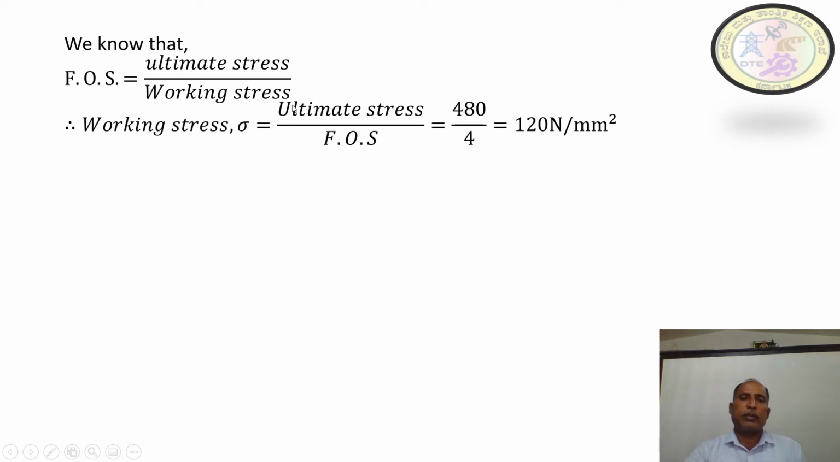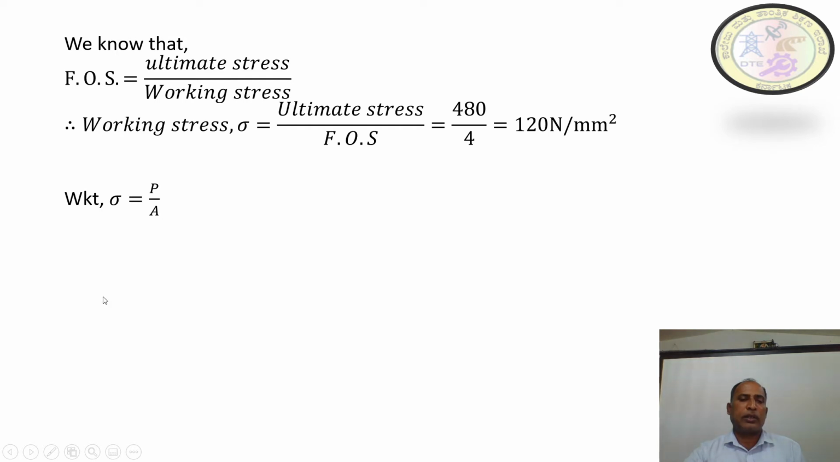So therefore, once the factor of safety is given in the problem, you should calculate the safe stress or the working stress. So therefore, sigma is equal to 480 by 4, that is 120 Newton per mm square. Once we know the working stress or the safe stress, now we can calculate the cross-section area, as the load is also given and stress is already there.